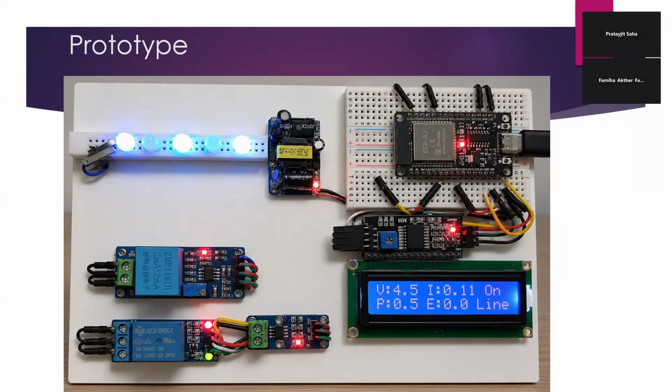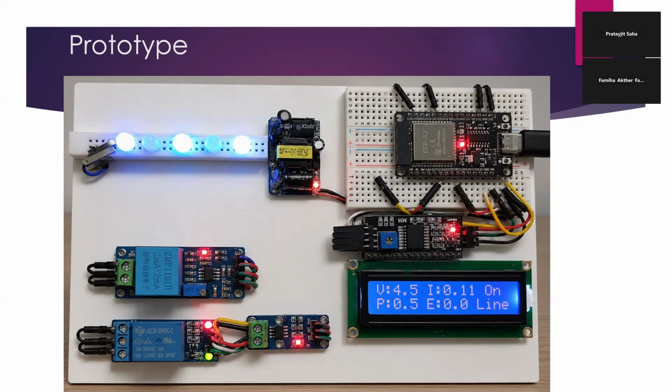On the right side, we place the ESP32 board. Below the ESP32, we place the LCD display. On the left side, we place the DC LED load and power supply section. We also use a relay module and an ACS712 current sensor for load control and current measurement.